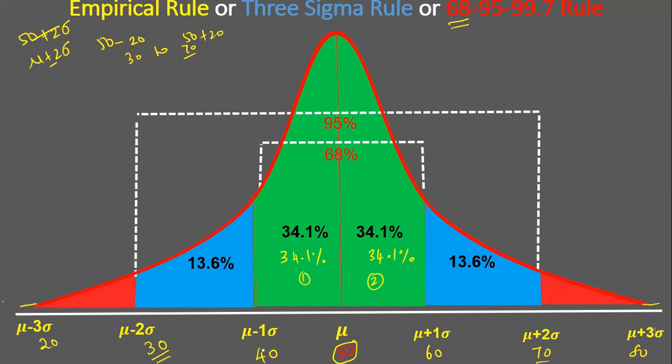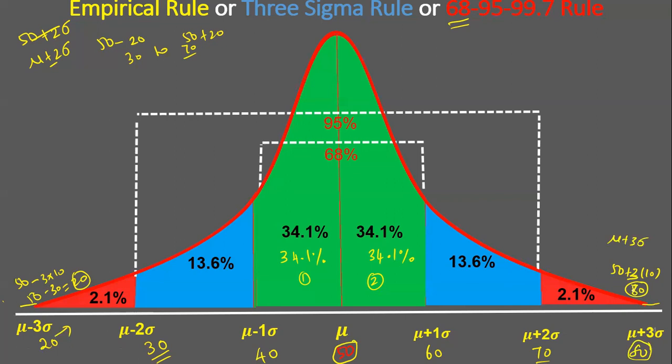Similarly, the same procedure we follow for the next one, that is 3 sigma. So 3 sigma means 3 into 10. Here mu value is 50. I'll write it on both sides. 50 minus 3 into 10, so it is 50 minus 30, which is 20. And mu plus 3 sigma, so 50 plus 3 into 10 will come to 80. So how many people got from 20 to 80?